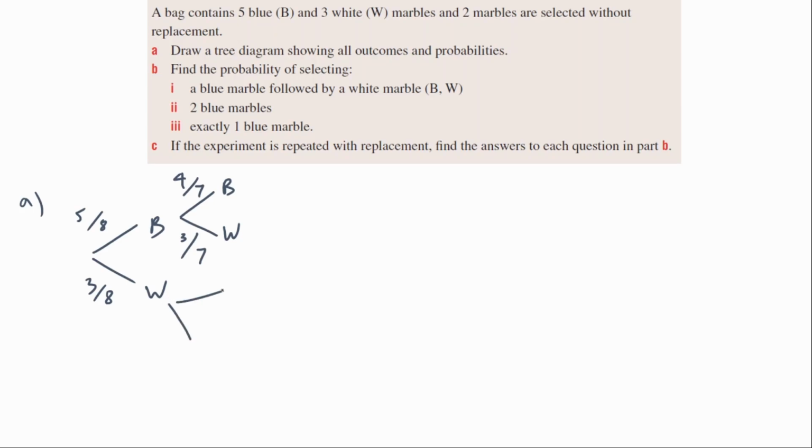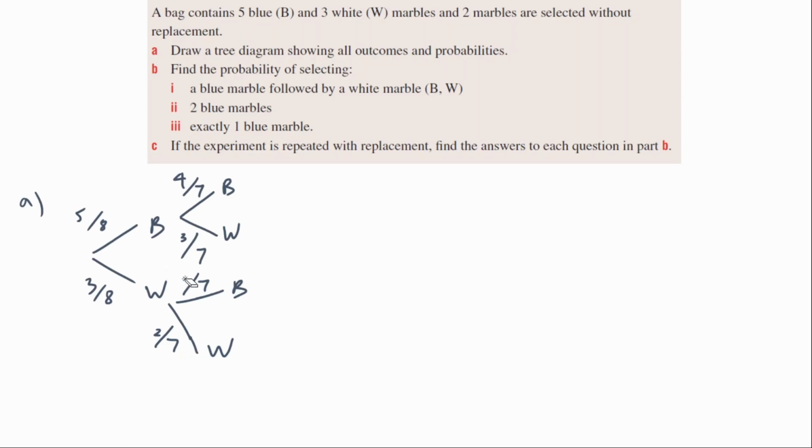If I pick a white marble first, I'm still either going to pick a blue or a white marble next. But this time, number of blue is going to stay the same. Because I picked white first, there's still going to be 5 blue left. But the total is going to drop to 7 again. And in this case, there was a total of 3 to start off with. If I pick 1 white, there's going to be 1 less white left in there. So there's going to be 2 and the total is going to be 7. That's what your tree diagram should look so far.